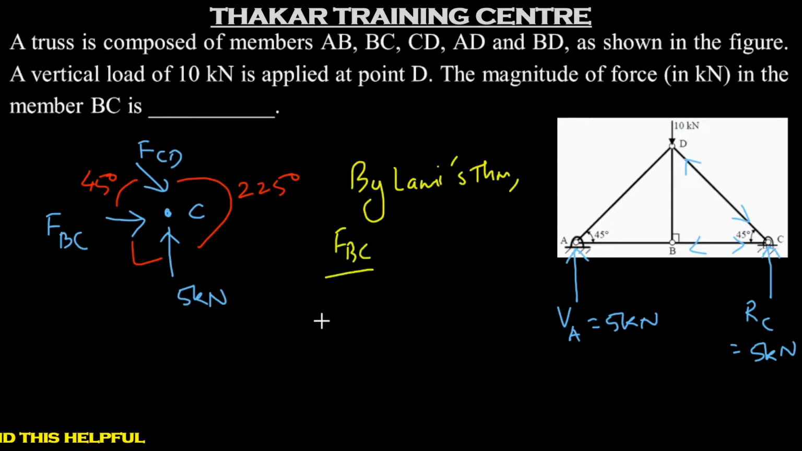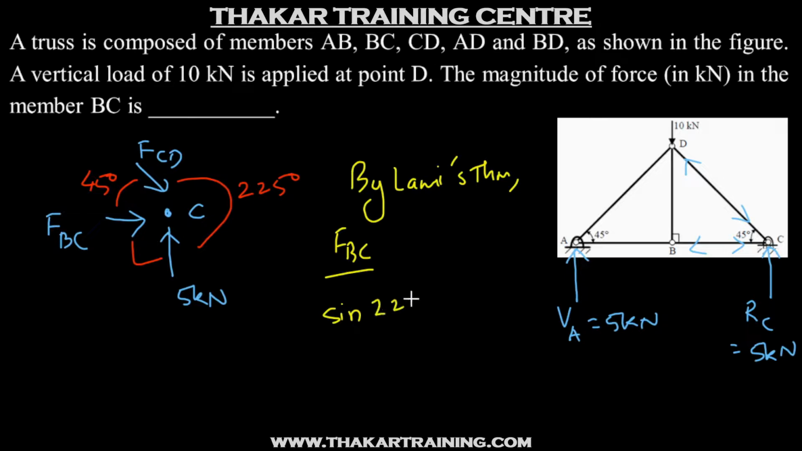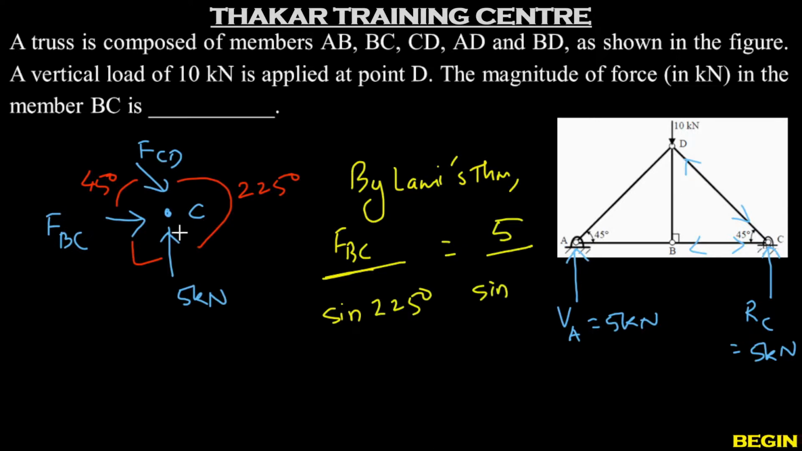FBC upon sine of... For FBC, we have to look at the angle between the other two forces, which are FCD and 5 kilonewton. We have these two cases, but this angle cuts through the force. So the angle we should be looking at is this. So we'll have 225 degrees over here. The known force is 5 upon sine of... for 5 kilonewton, the angle will be the angle between the other two forces, FBC and FCD. The angle is 45 degrees.